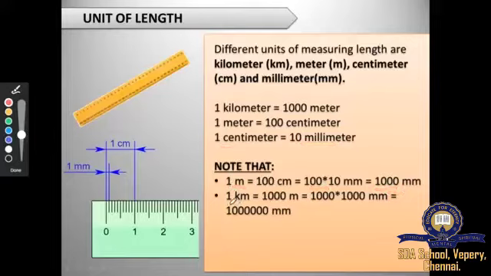Similarly, in order to convert kilometer to millimeter, first you have to convert kilometer to meter. So 1 kilometer is equal to 1000 meter. And then you have to convert meter to millimeter. So 1000 meter into 1000 millimeter, which is equal to 10 lakh millimeter.